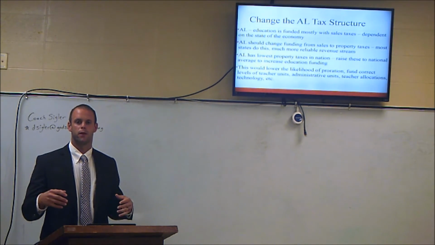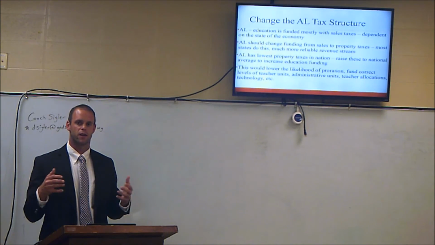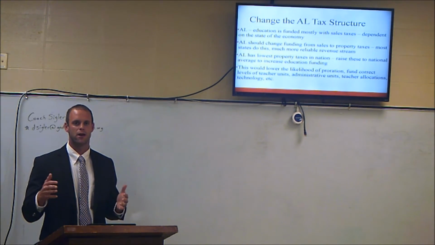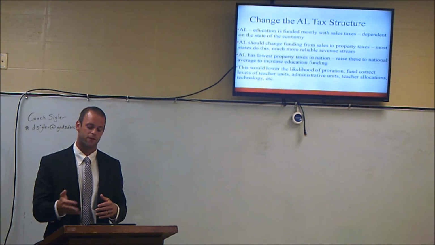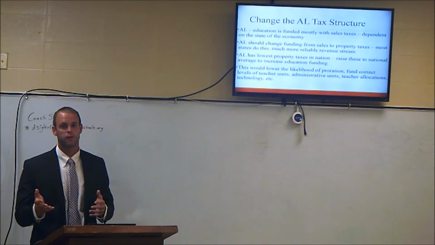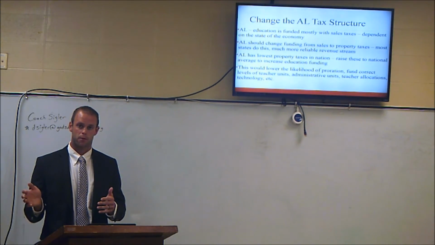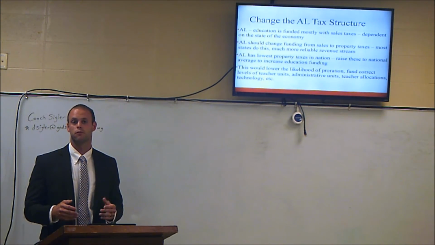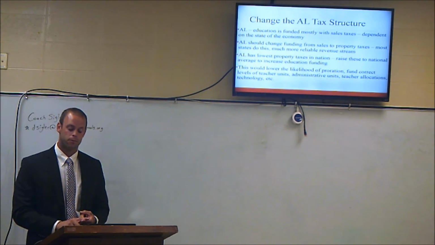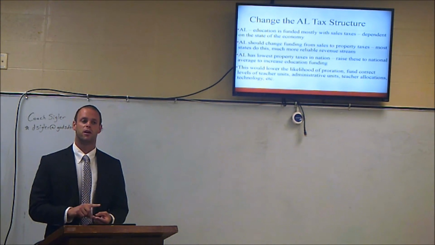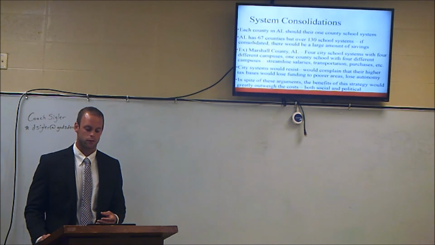The wealthy people and middle-class people own property. They're going to pay those taxes every year, whereas the sales tax is dependent on the economy. You have a down year, you have less money. If it's on property taxes, you're going to have a constant, reliable revenue stream. Alabama also has the lowest property taxes in the nation. So what we would need to do is switch that property tax base and then increase those property taxes to the national average. This would lower the likelihood of proration. It would give us more money to fund teachers, fund schools, technology, and things that we need in our schools.